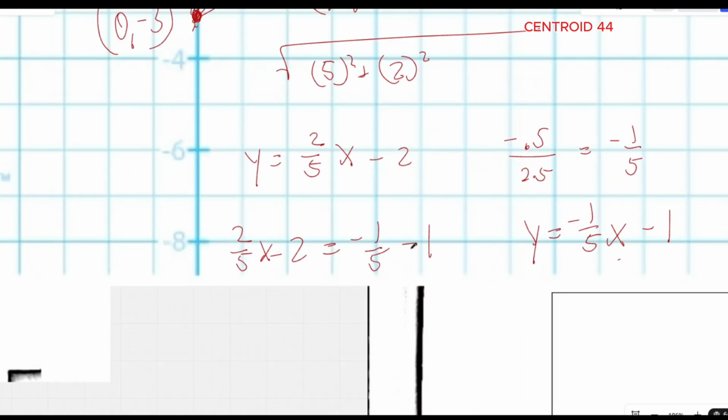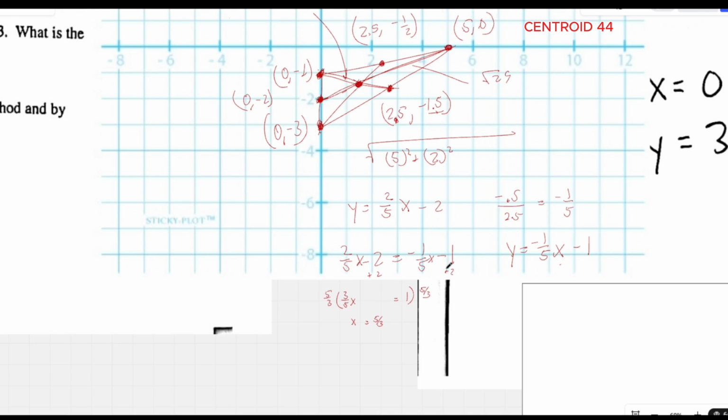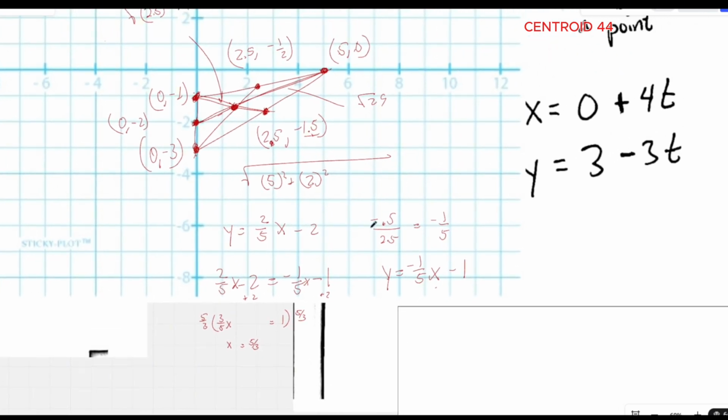All right, so I add 1.5x to both sides, so you get 3 over 5x, and then add 2 to both sides. Then I'm going to have to multiply by 5/3. That's the x coordinate. Then I'll have to plug that back in to get the y coordinate.